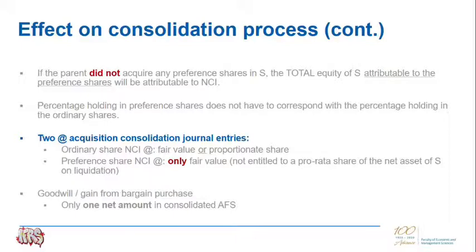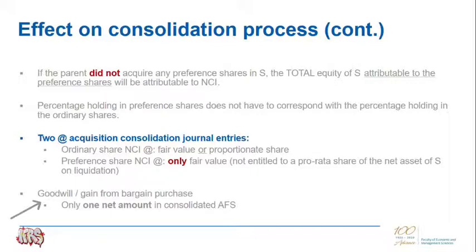Now, it can happen that you have goodwill from the elimination of the ordinary share equity and a gain from bargain purchase when eliminating the preference share equity against the investment and recognizing NCI. Or you can have goodwill in both, or you can have gain from bargain purchase in both. There's no set rule, but the principle is that you only present one goodwill or one gain from bargain purchase amount in the consolidated financial statements.